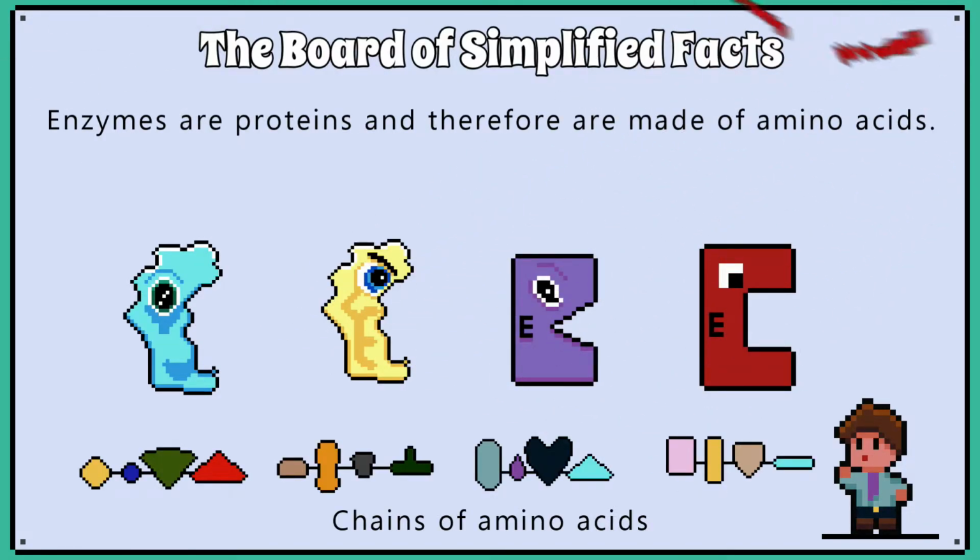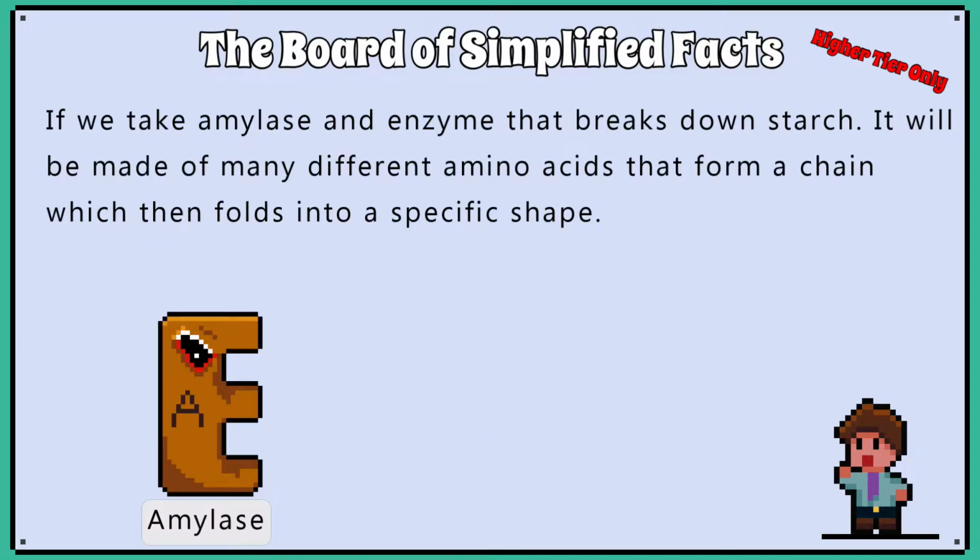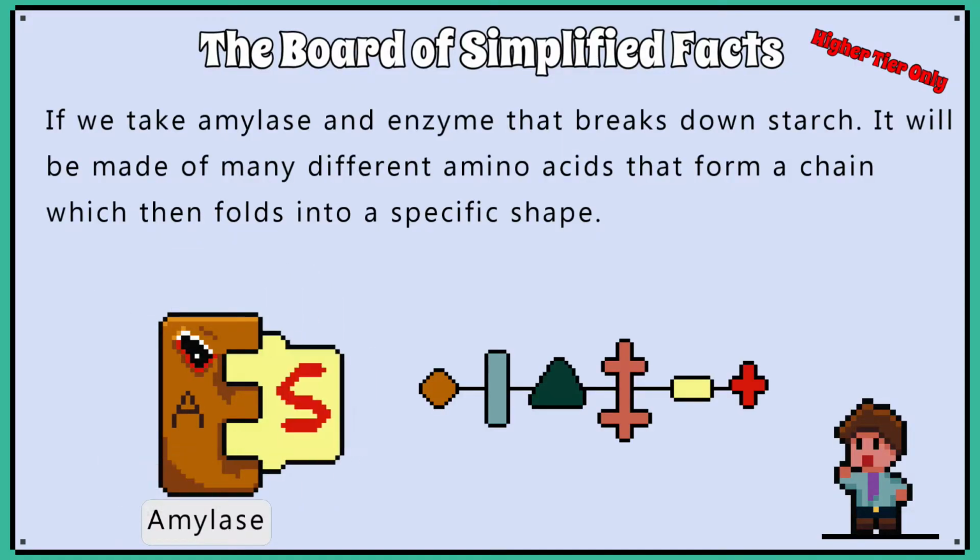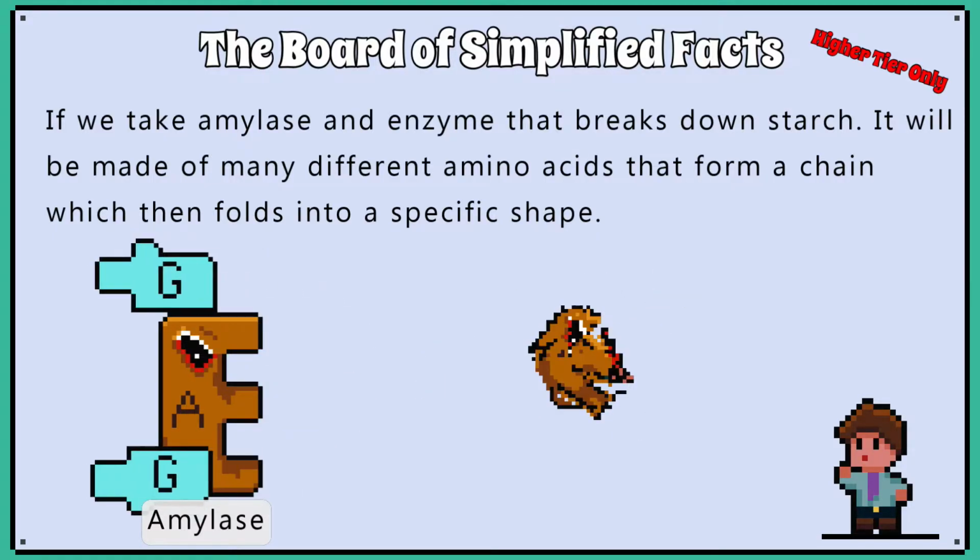Enzymes are proteins and are therefore made of amino acids. If we take amylase, which is an enzyme that breaks down starch, it will be made of many different amino acids that form a chain which then folds into a specific shape.